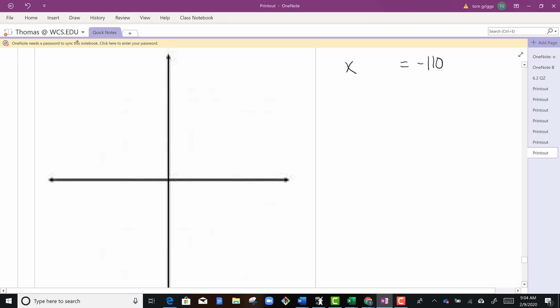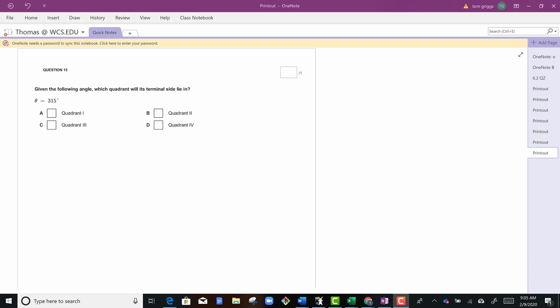I'll do this in red. Again, draw the initial side. There's negative 90, and then we need an extra 20 degrees. Should be about right there. So that's the coterminal angle to the provided angle.